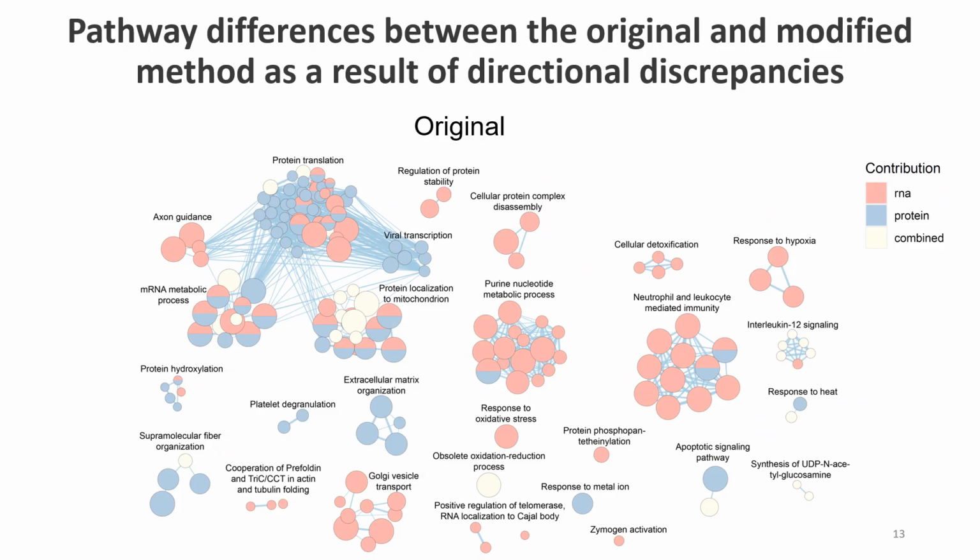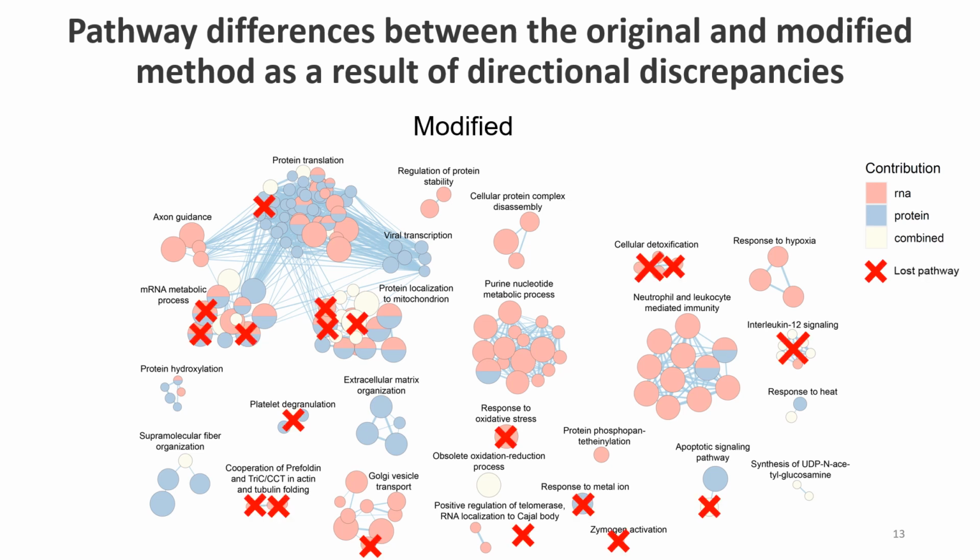If we look at the pathway level signal using the original method, we can see that certain pathways are enriched that are involved in renal cell carcinoma patient outcome. So these pathways involve protein translation, viral transcription, protein localization to mitochondrion, neutrophil and leukocyte-mediated immunity, cellular detoxification, amongst others. If we account for directionality, certain pathways are penalized, so the entire theme of cellular detoxification is lost. Interleukin-12 signaling is lost, amongst other pathways.